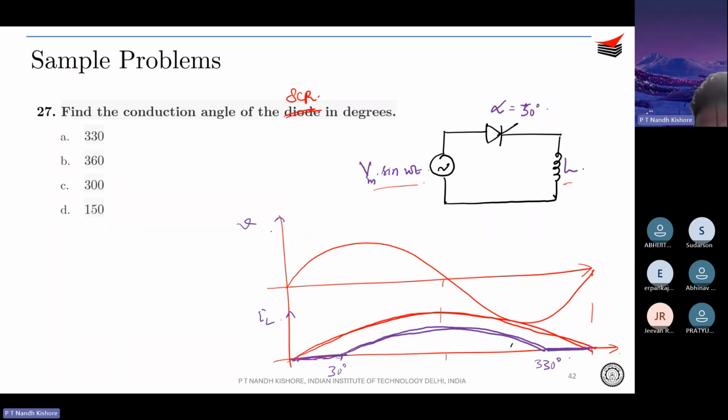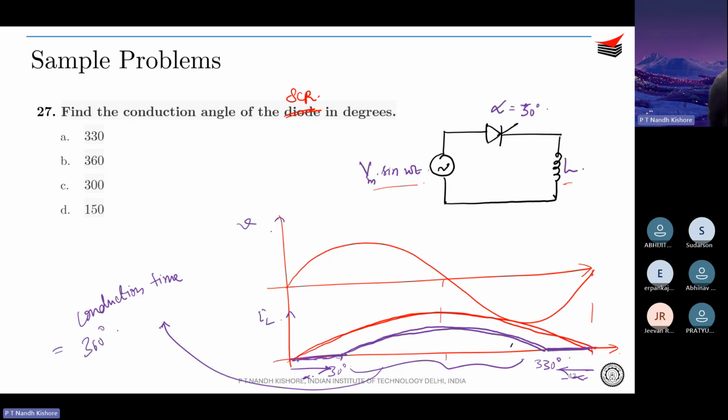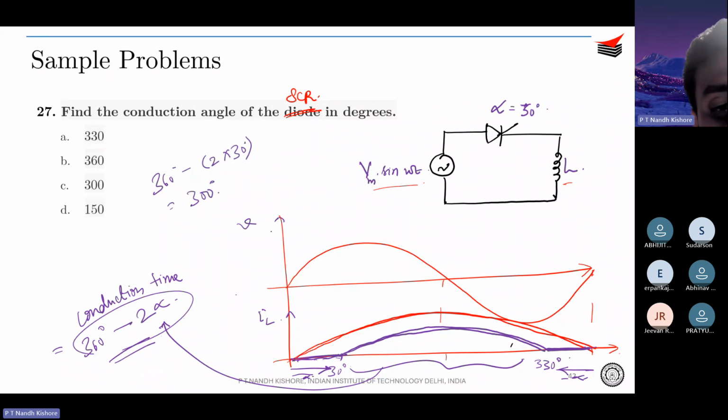Okay, got it. So alpha degrees shifted here and alpha degrees shifted here, which means that the conduction time is not 360, it is 360 minus alpha here and alpha here. So 360 minus 2 alpha. Got it? So the conduction time is what? Alpha is 30 degrees, so the conduction time is 360 minus 2 into 30, which is 300 degrees.